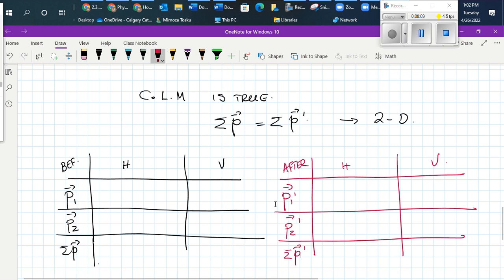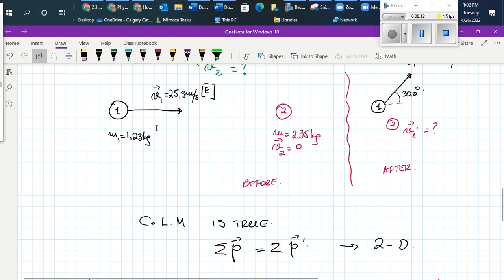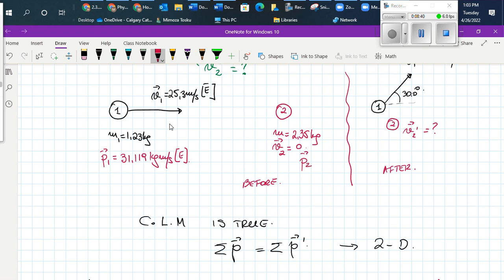And then I calculate the momentum of object 1. So we have 1.23 times 25.3. Magnitude will be 31, so momentum of 1 will be 31.119 kilograms meters per second, going east. What is the momentum of object 2, since it is at rest? It will be equal to 0, correct?